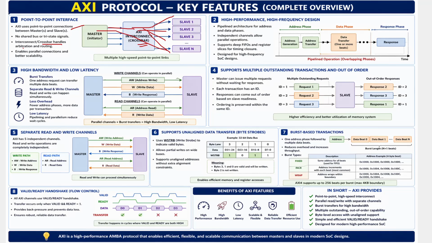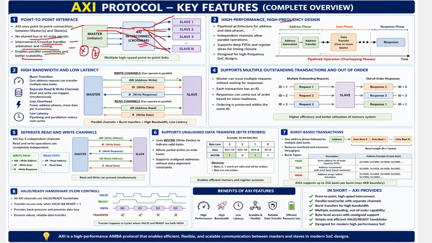Interconnect or crossbar handles that arbitration and routing. There are no tri-state signals. Tri-state signals means high or low, we don't know that. So that means unknown or high impedance signals are not there in the AXI protocol. It enables parallel communication or parallel connection and better scalability. That is the point-to-point interface and high performance and high frequency design.